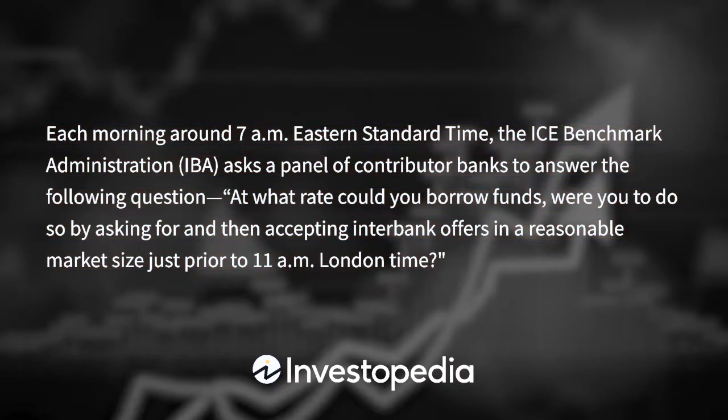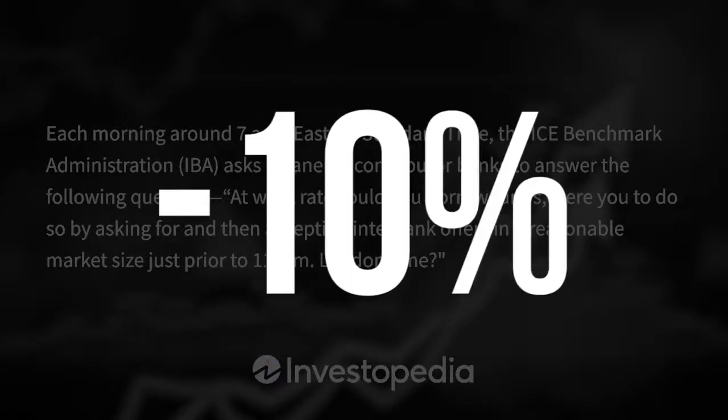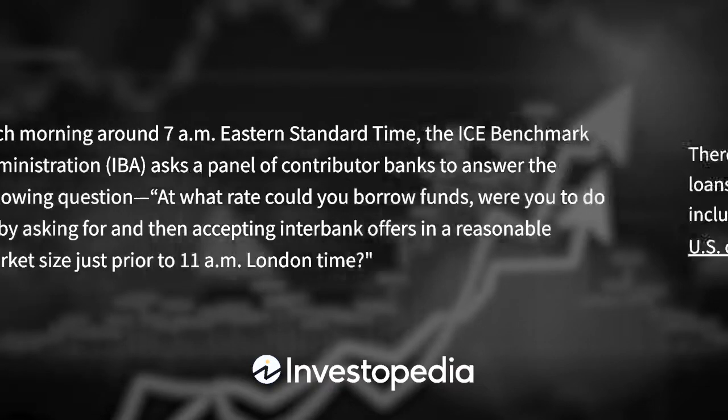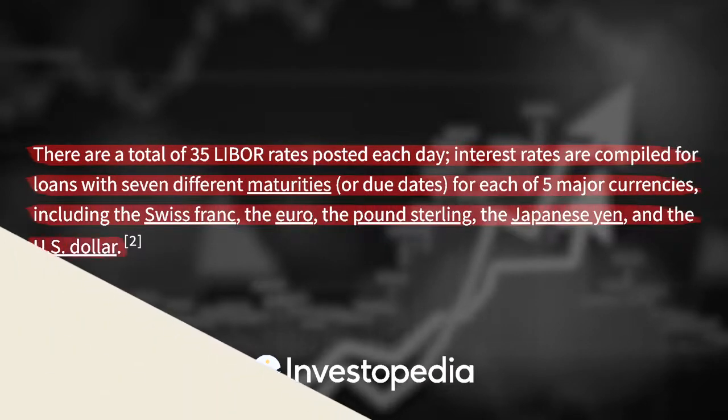So they quite literally just get a call on the phone, they answer the question, and from those questions, whatever they say, they could say 20% or negative 10%, and they just take their word at face value, and they take an average of that, and that's how they get LIBOR. Pretty simple. There are a total of 35 LIBOR rates posted each day. Interest rates are compiled for loans within 7 different maturities or due dates for each of the 5 major currencies, including Swiss franc, euro, pound sterling, Japanese yen, and the US dollar.